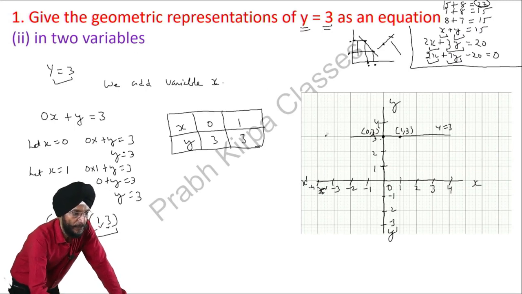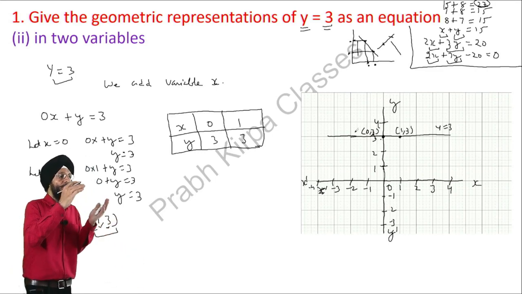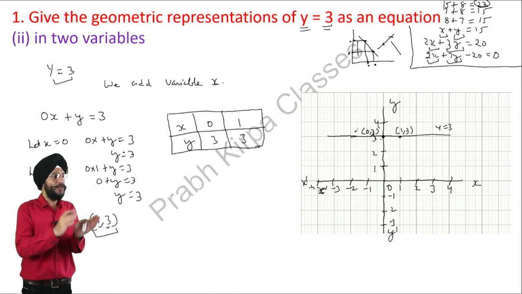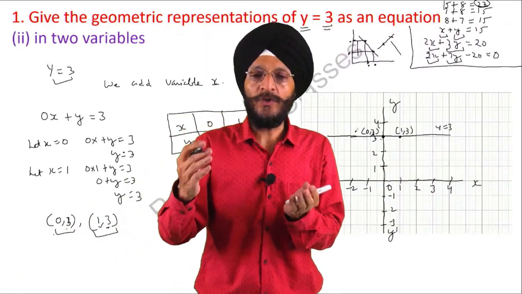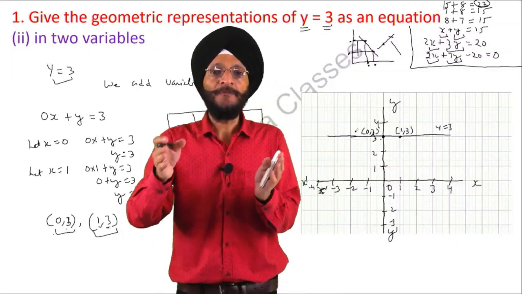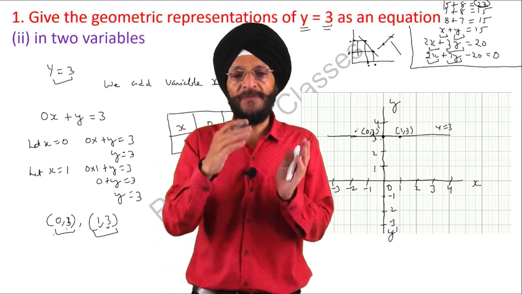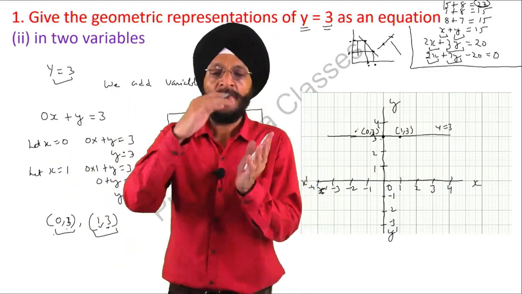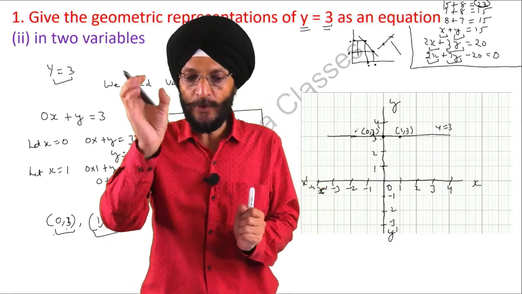Here we have formed the geometrical representation of y is equal to 3, where we have assumed the other variable which was not given in the question. If y variable is given, then we will assume x variable. If x variable is given, we will assume y variable, and on the basis of that we will find out the two solutions of x and y which fit into the equation.